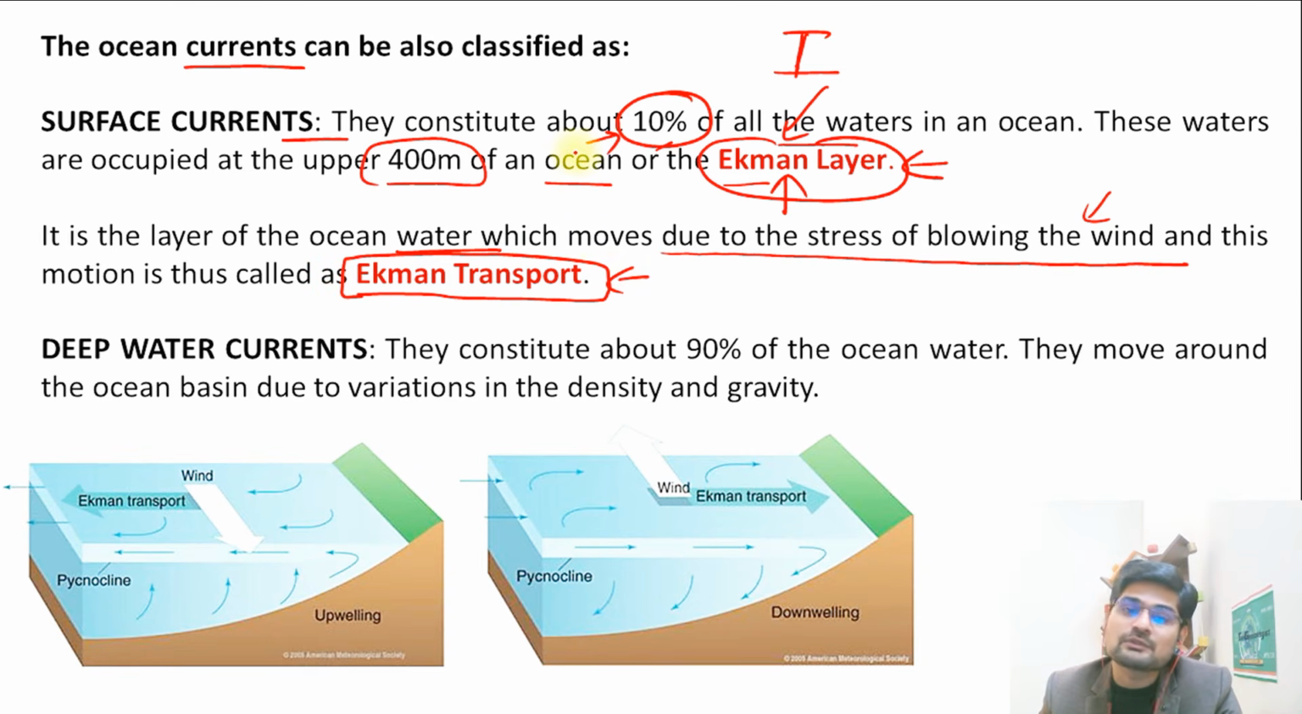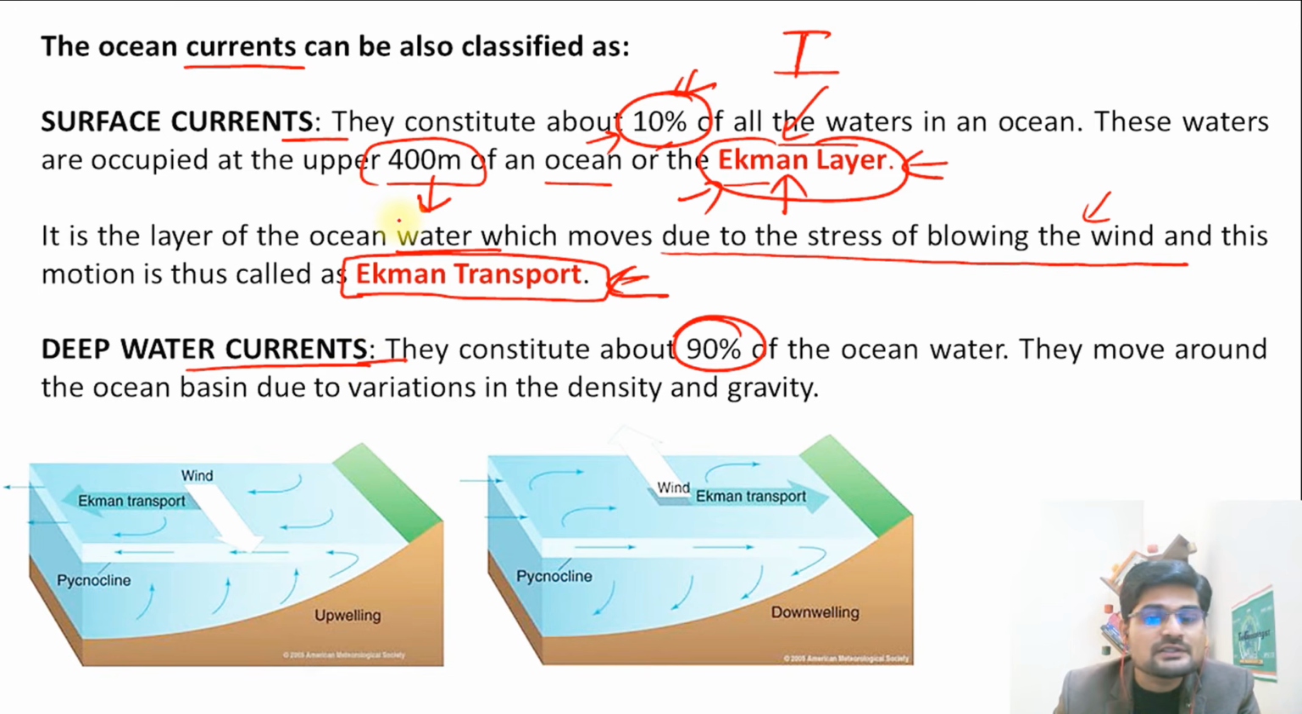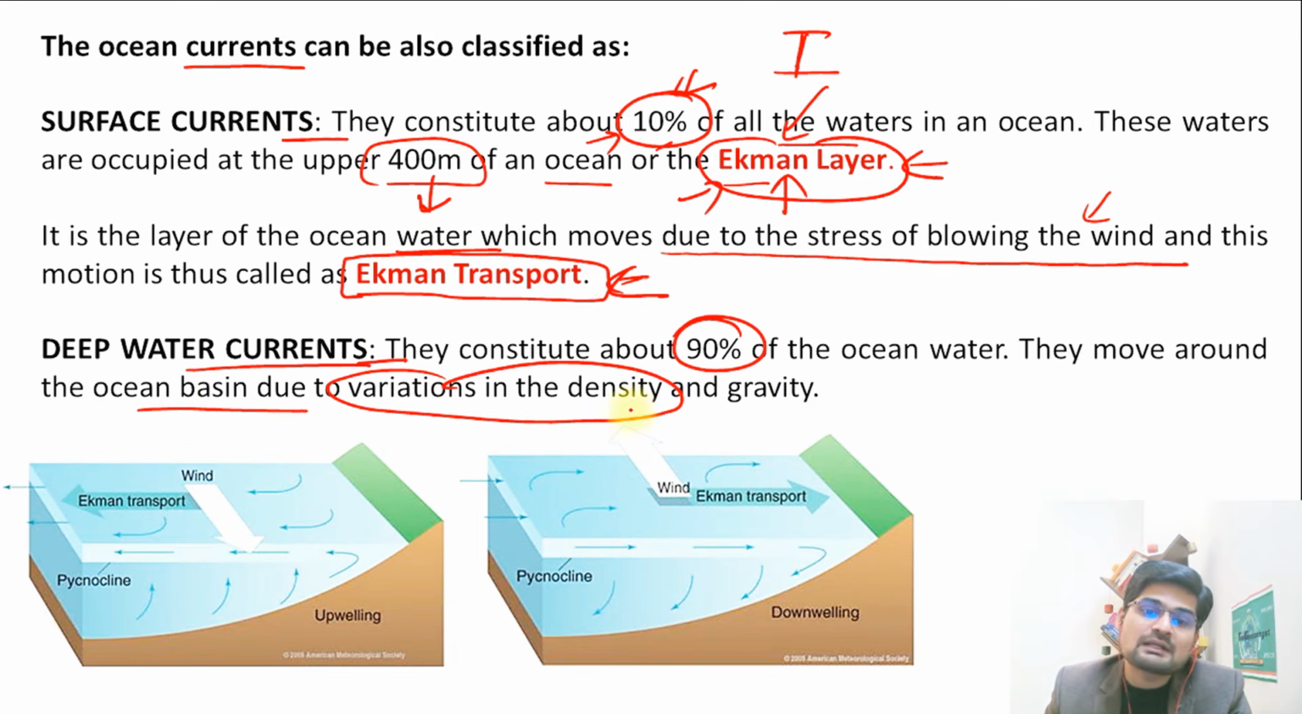In detail, if you want to learn about Ekman transport, we'll be talking more about it in the lectures to come, but for now just understand surface currents and their relation to the Ekman layer and Ekman transport. Then deep water currents. Remember, the word itself is deep water, and the surface is 10%, so the remaining 90% is all deep water below 400 meters, right? What is important is that they move around the ocean basin due to variations in density, and remember, density is linked to temperature and salinity, and the gravity factor as well. So this is what you have to remember in this classification, surface currents and deep water currents.